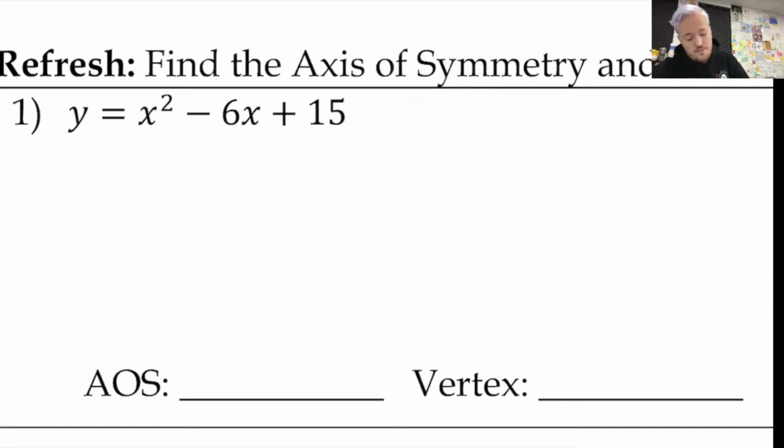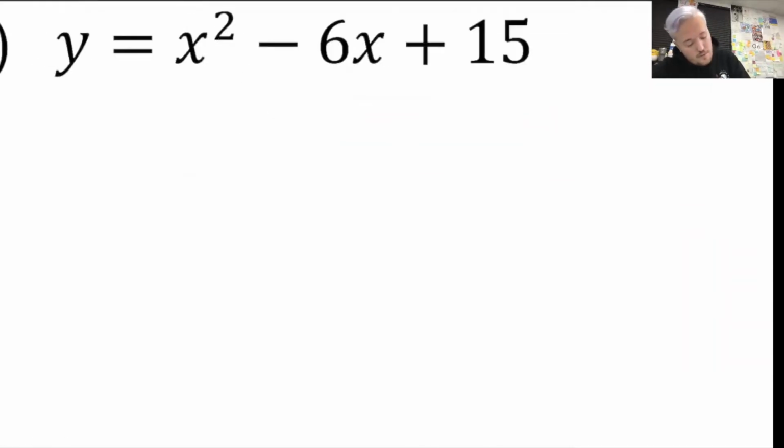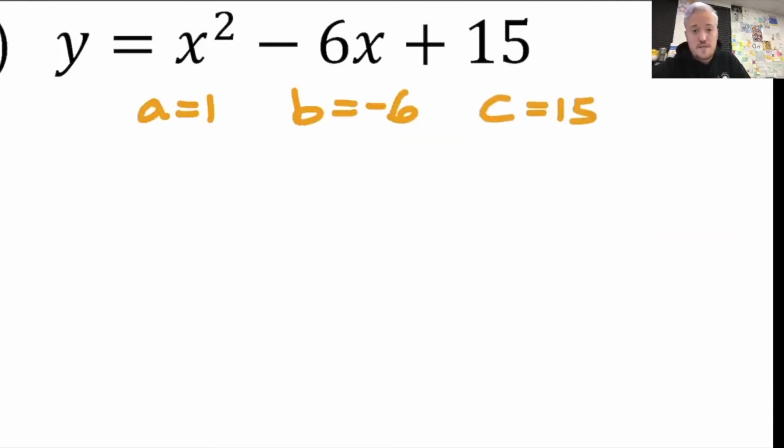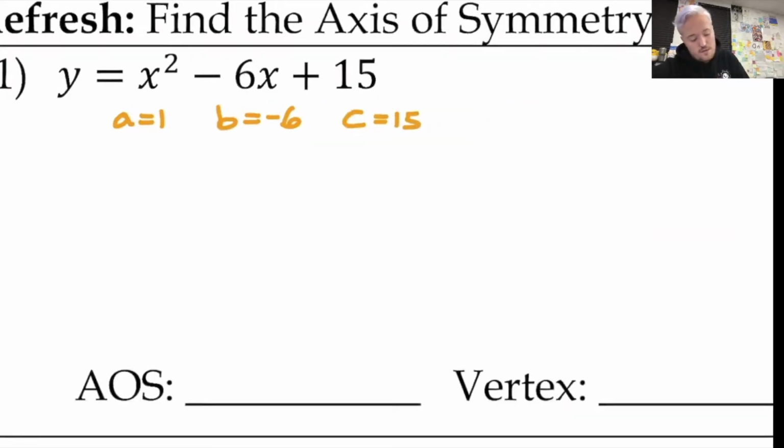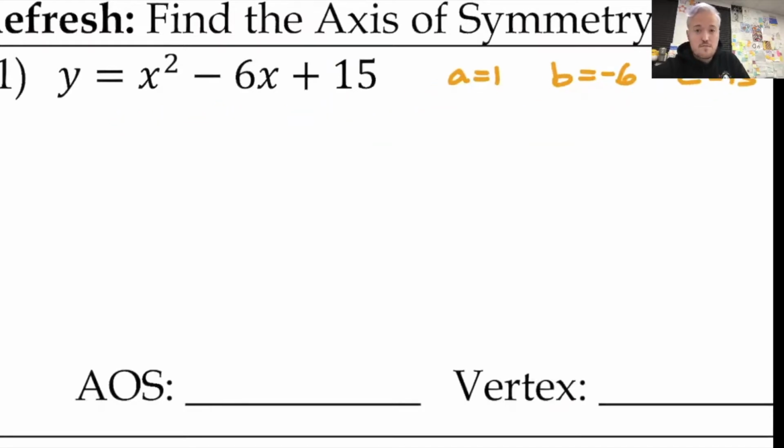So to start off, you have to find your a, b, and c values. Given here, we have an a value of 1, a b value of -6, and a c value of 15. So I'm going to use this information. All right, now I want to find my AOS.